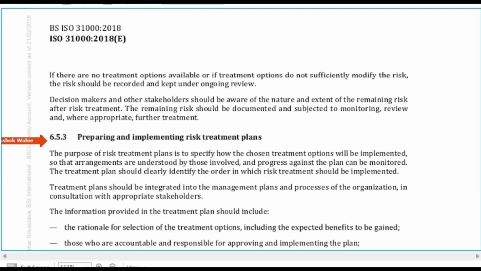Now, what should be the content of the risk treatment plan? The information provided in the treatment plan should include at a minimum all this. Minimum. And why I'm emphasizing all these points is, in my experience, I do not find all this. I do not know whether your organization is doing that or not. But look at these aspects which must be there in a risk treatment plan. Are you doing it or not? I don't know. You can confirm to me.